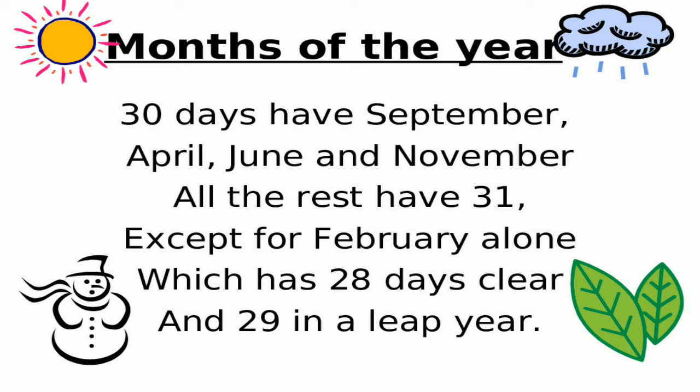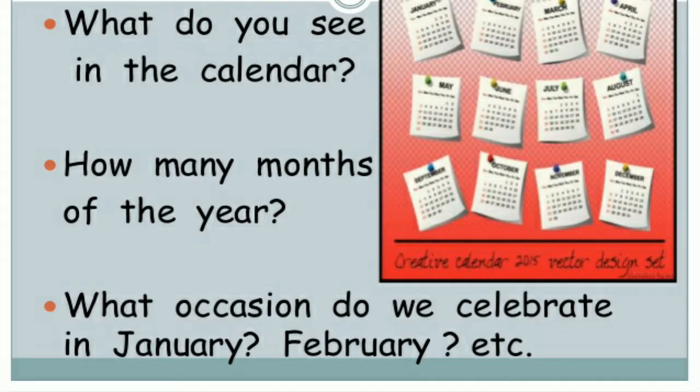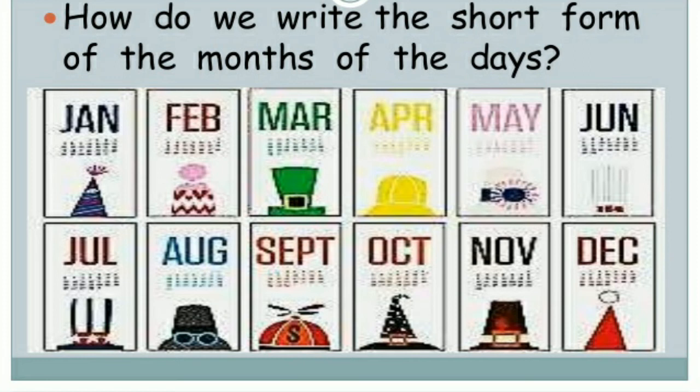You can also find in a calendar which is your birth month, and tick mark it there. Here we see that we write the short forms of the months: Jan, Feb, March, May, June, Jul, Aug, Sept, Oct, Nov, and Dec.